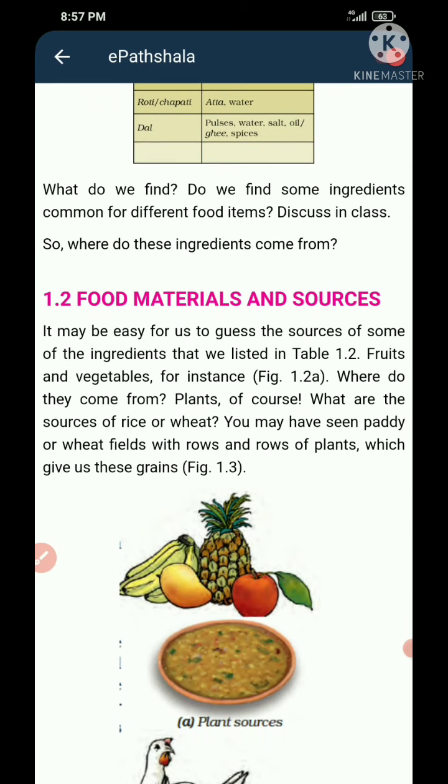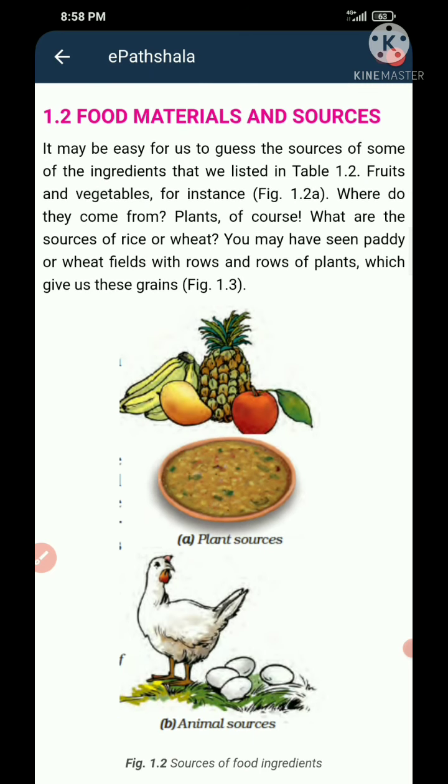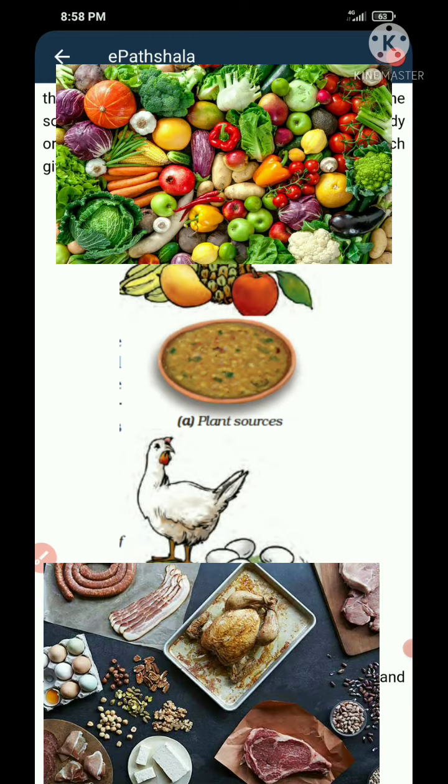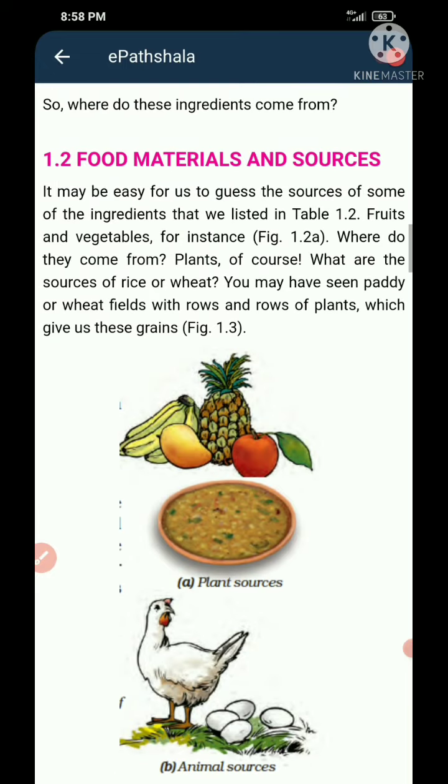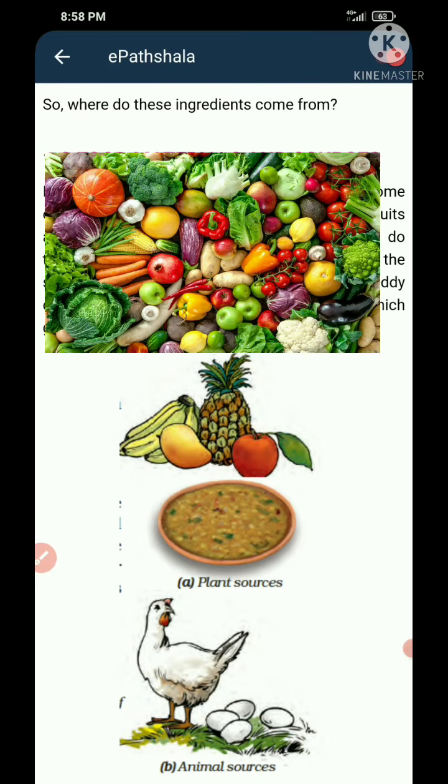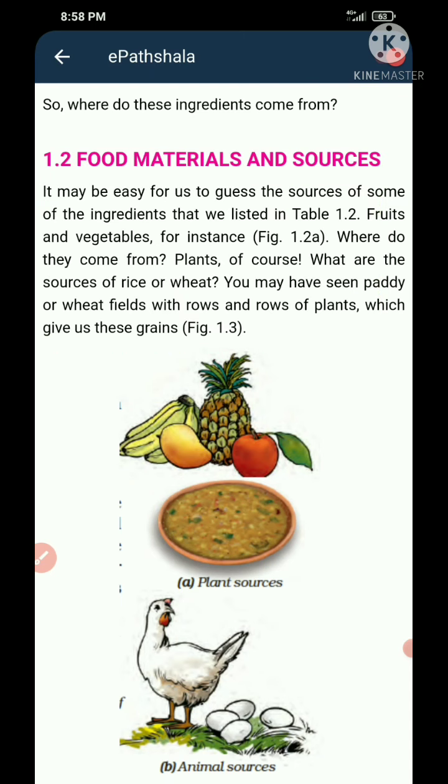So, food materials and sources. From where these ingredients or food materials come, we are going to discuss. Basically our food comes from two sources: plant sources and animal sources. Plant sources like fruits, vegetables, pulses, spices, and so many things come from plants. So that's why they are called plant sources.